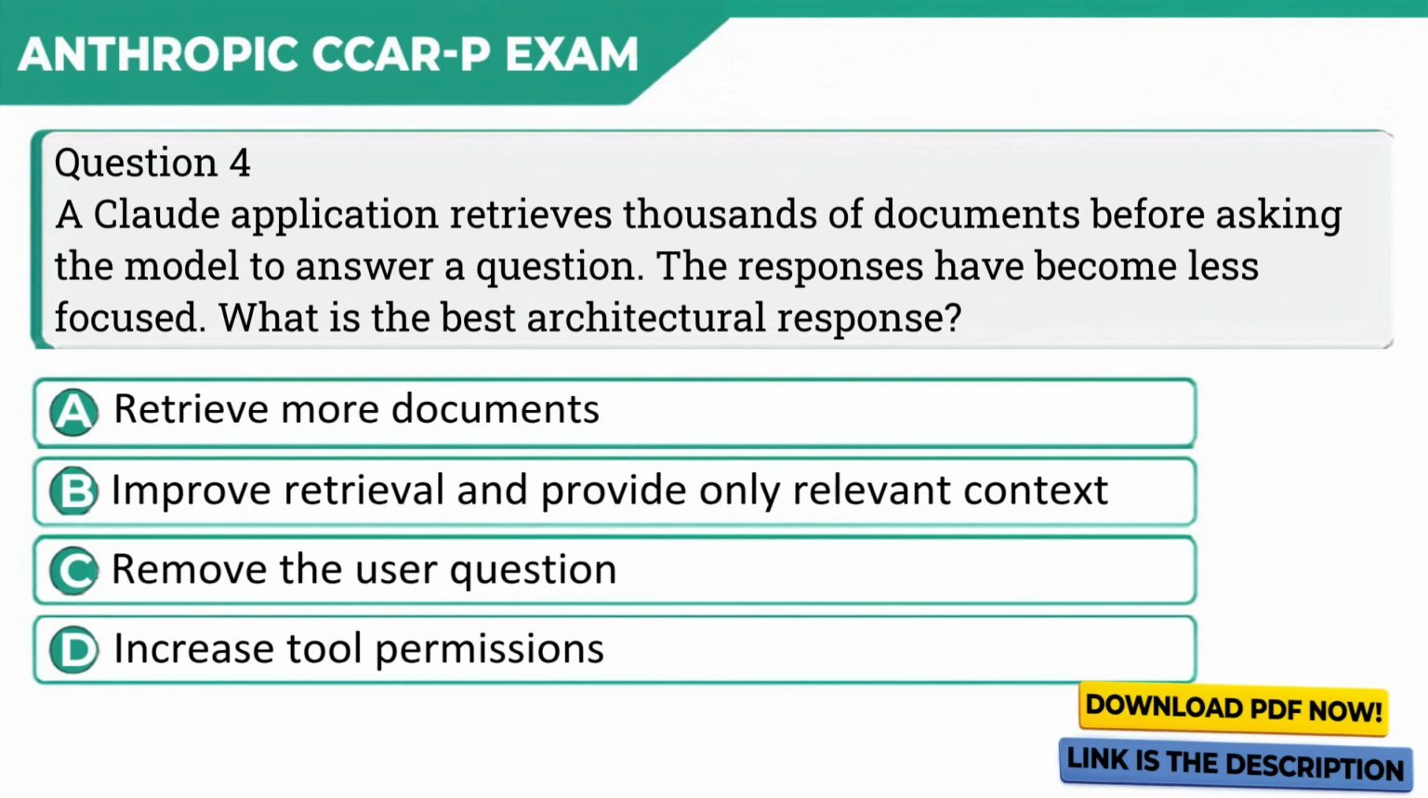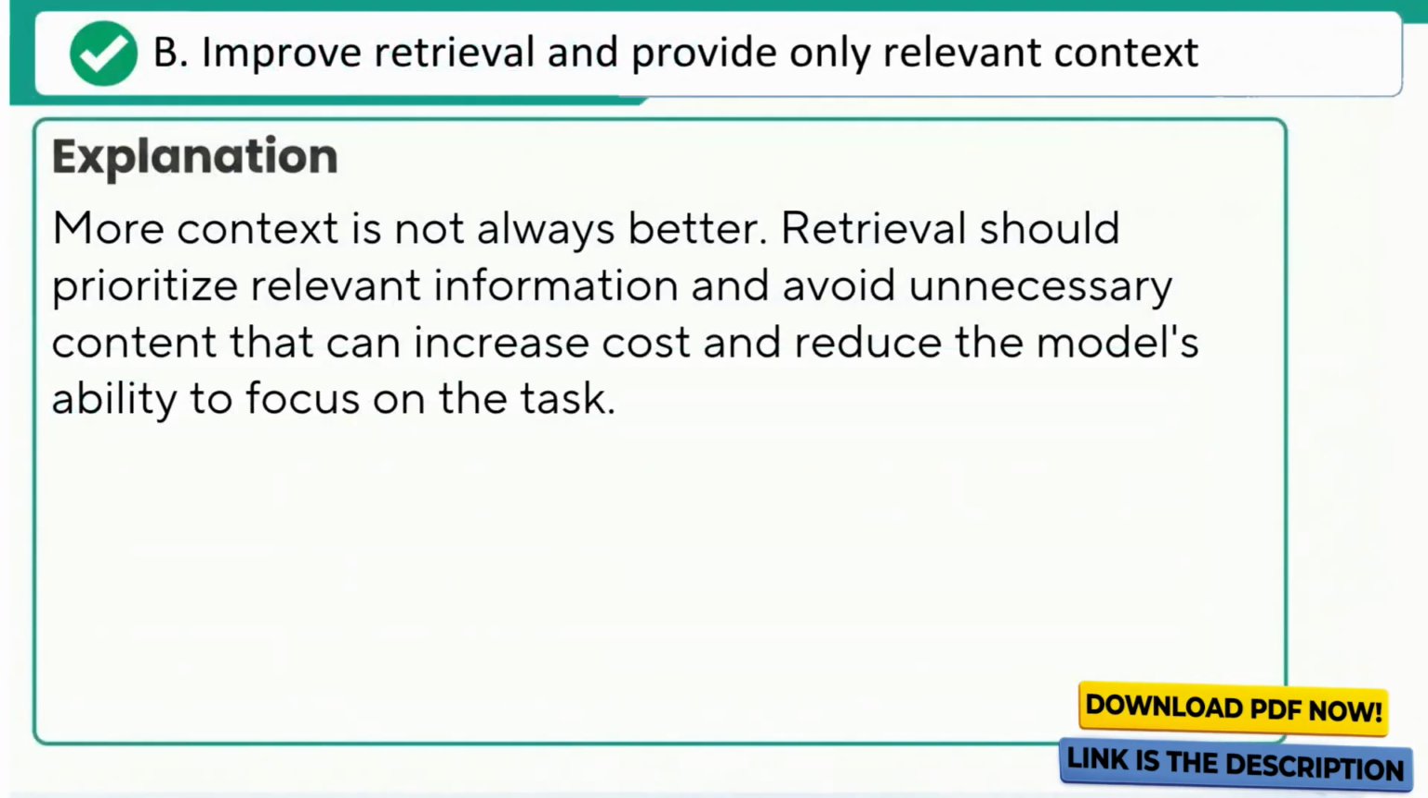Question 4. A Claude application retrieves thousands of documents before asking the model to answer a question. The responses have become less focused. What is the best architectural response? A. Retrieve more documents. B. Improve retrieval and provide only relevant context. C. Remove the user question. D. Increase tool permissions. Correct answer, B. Improve retrieval and provide only relevant context.